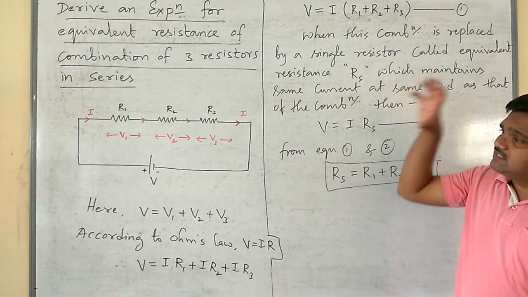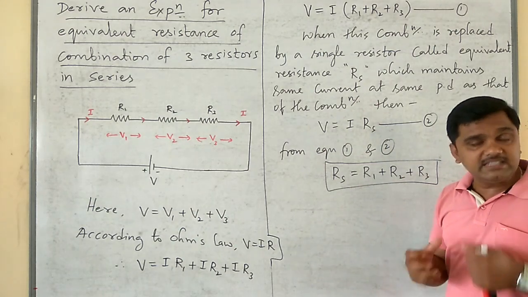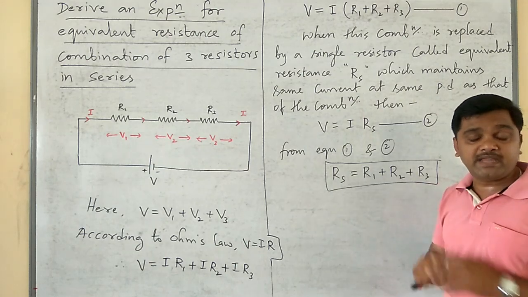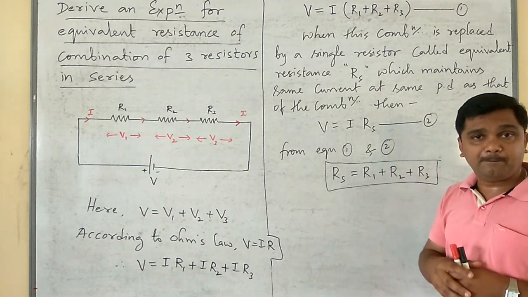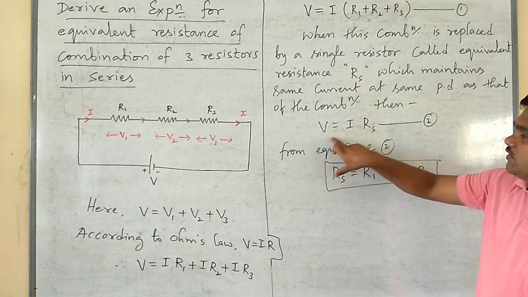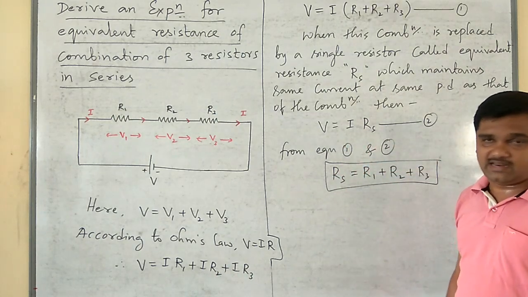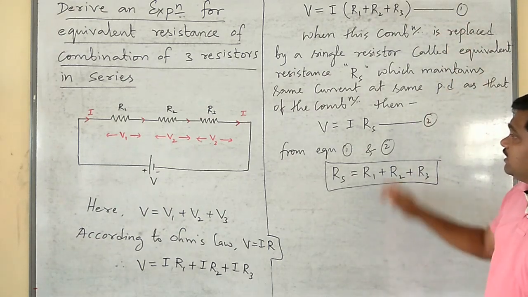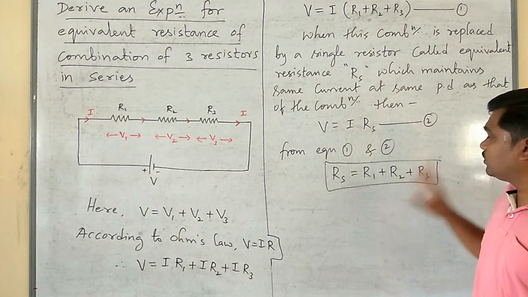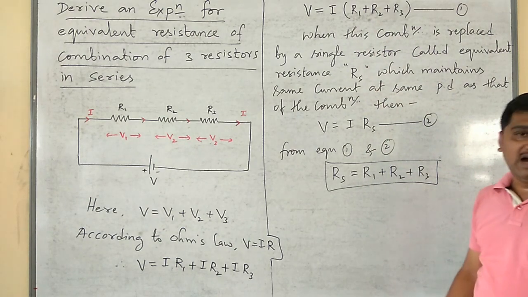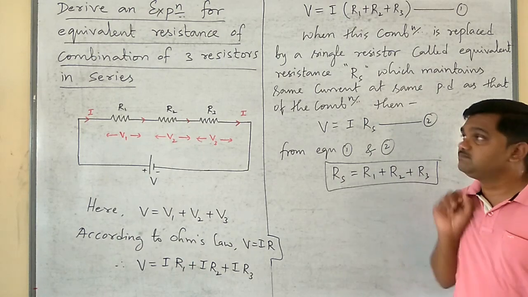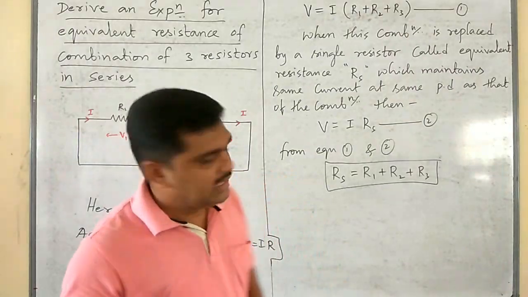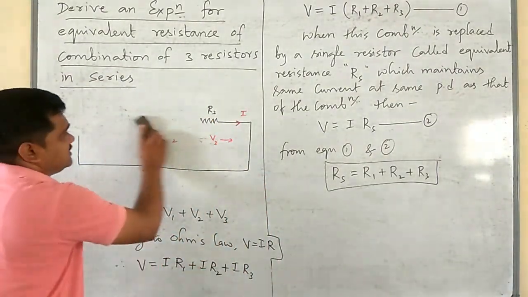Now, when this combination of three resistors is replaced by a single resistor called equivalent resistor, which maintains the same current at the same PD, then we can write V is equal to I into Rs. So call it equation number 2. Just compare 1 and 2. What you get here is Rs is equal to R1 plus R2 plus R3. Okay, like that. Next, now I will give you the salient features or properties of this series combination.